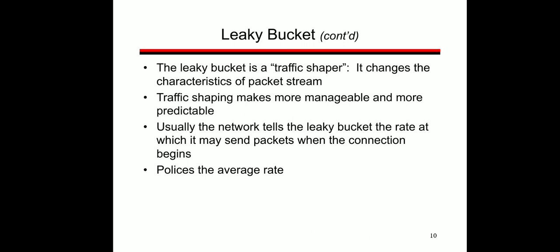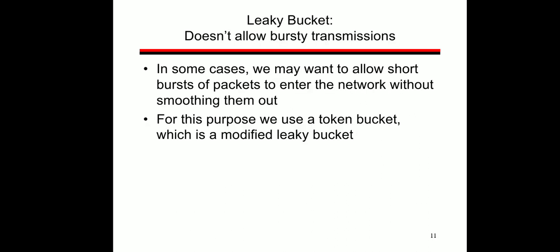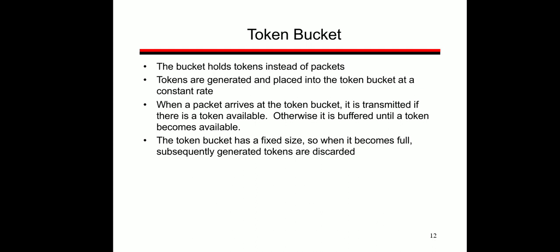It polices the average rate. In some cases, we may want to allow short bursts of packets to enter the network without smoothing them out. For this purpose, we use a token bucket, which is a modified leaky bucket. So now we are going to see about the token bucket.